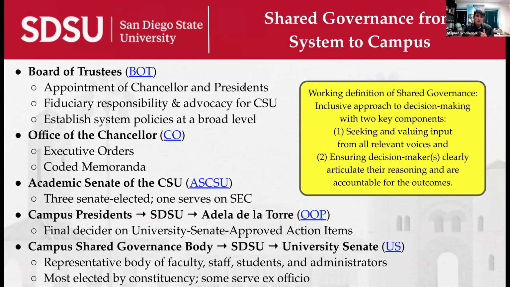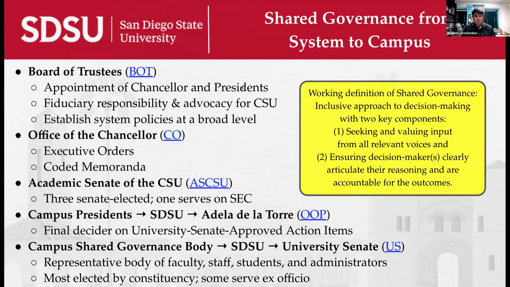And so the second part is ensuring that decision makers clearly articulate what their decisions are and they're accountable for the outcomes. So for example, the Senate body, when we vote in favor of a particular action, that is going to the president who has the final authority for signing off on that action, which means we are the voice of the body coming to her for her consideration. And she is ultimately responsible for accepting or not accepting a particular action item and what happens afterwards. So as the top person in the university, she has that right and responsibility.